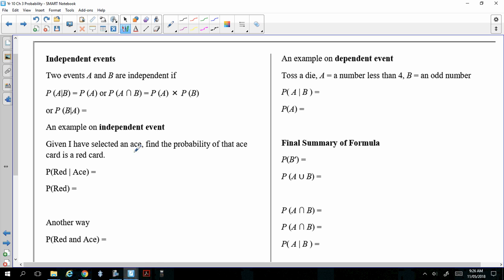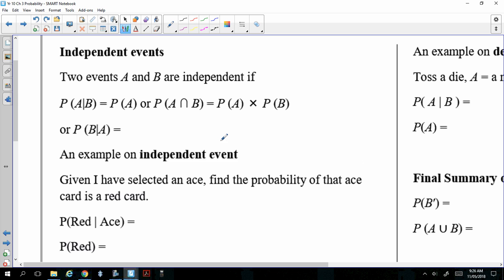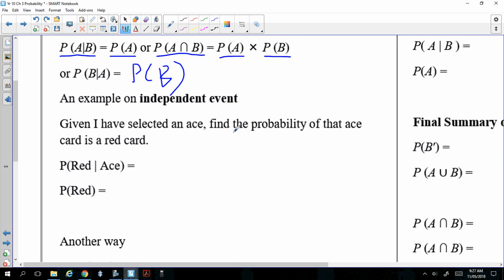Two events, A and B. We just did exercise 3G. Two events are independent. There are three ways of checking: either prove that probability of A given B is probability of A, or show that the probability of the intersection is equal to the product of the two probabilities, or show that probability of B given A is probability of B. So there are three formulas. As an example, given I have selected an ace, what's the probability that the ace card is a red card? There are 4 aces, and there are 2 reds, so it will be 2 out of 4.